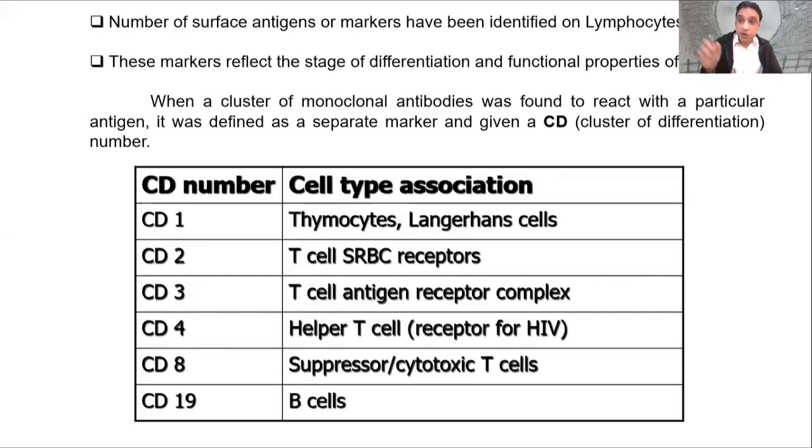CD4 is the combination of receptors present on the helper T cells. It's also the receptor for the HIV virus. Can you guess why the HIV virus is quite dangerous for human life, and why it was a trouble when it first appeared?